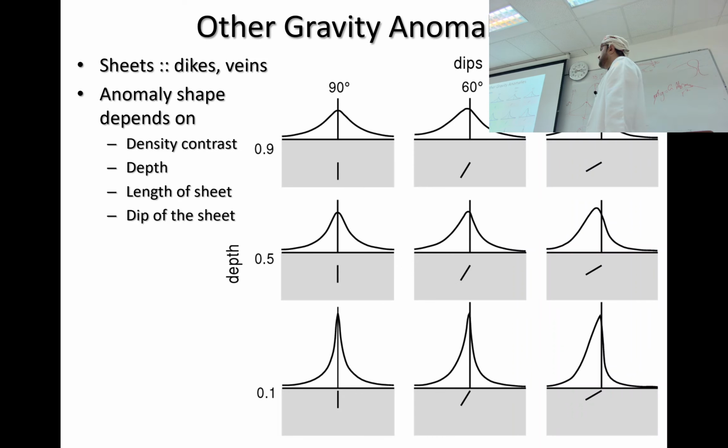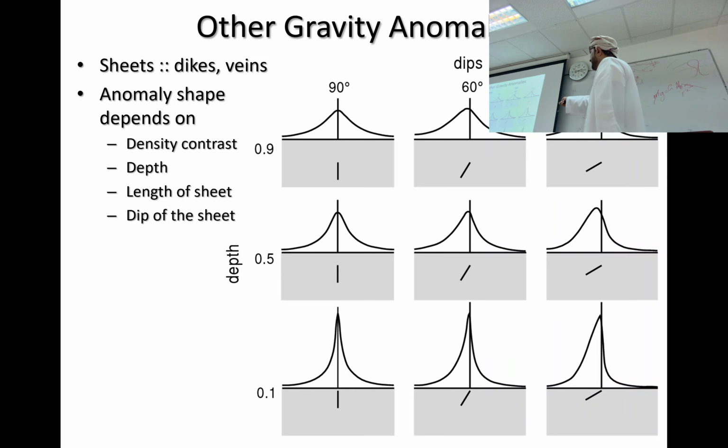So one thing is how close the body is to the surface. Another thing, how much is the contrast itself? How much is the density variation? If the density contrast is large, the anomaly is going to be large too. Another thing is how deep it is, whether shallow or not, the density contrast, how long it is, and what is the dip of the sheet, the inclination of the sheet.